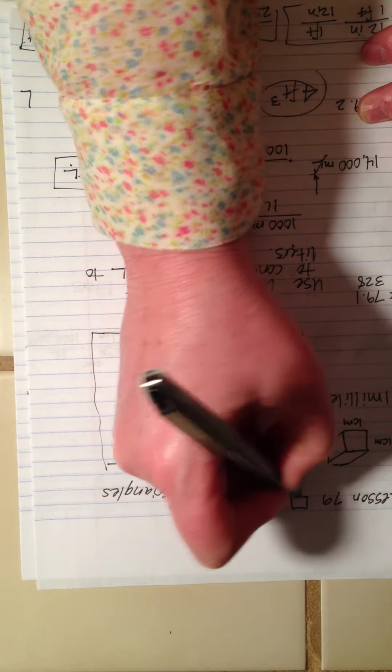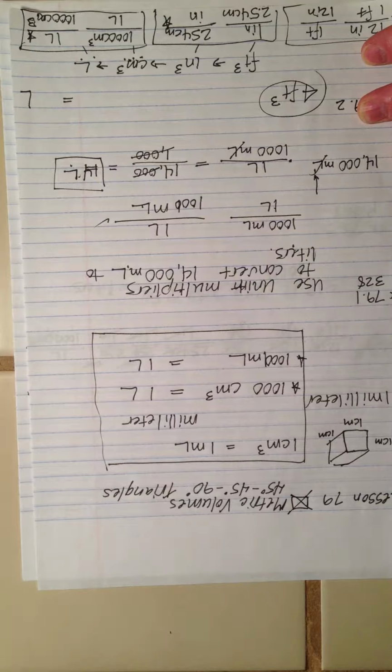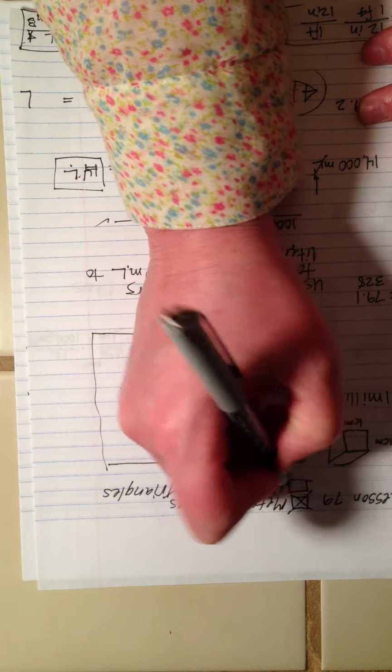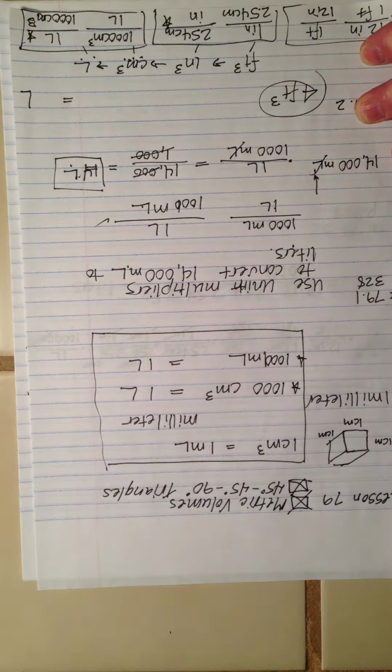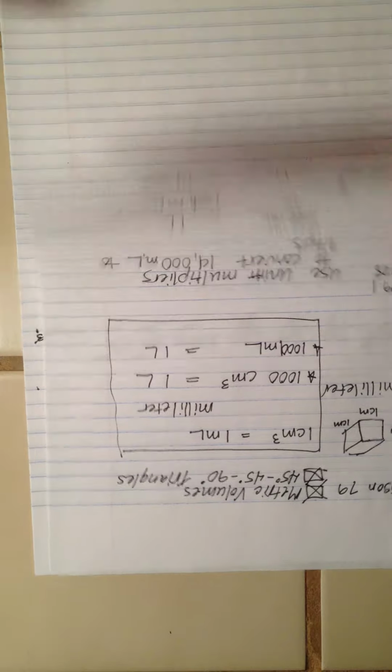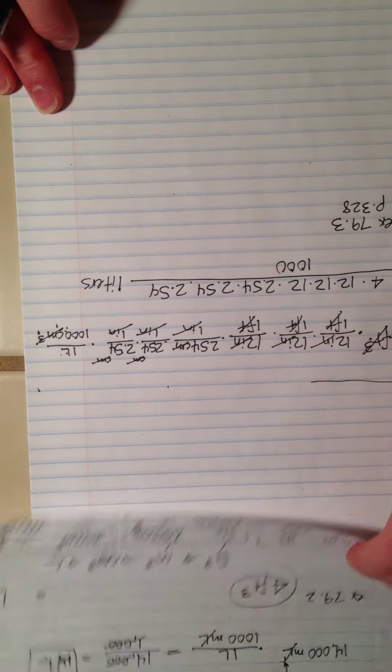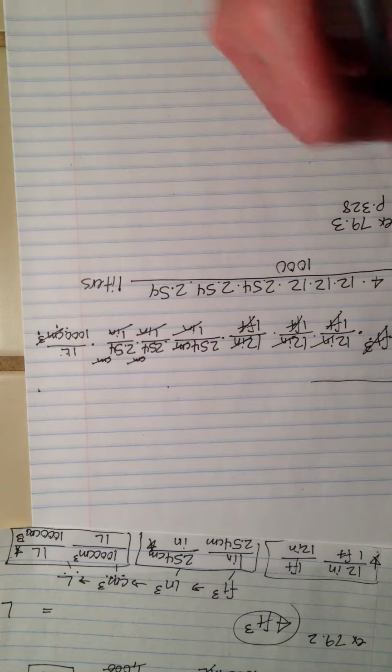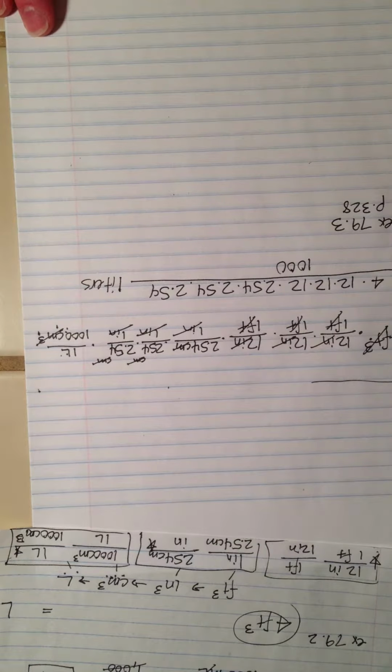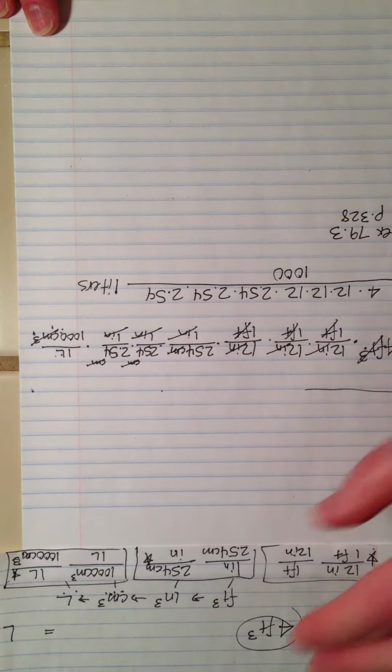Okay, I'm going to cross off our first box because we did cover our metric volumes. And now I want to say a few words about 45-45-90 degree triangles. That is part B of our lesson, and I'll start it down here in my notes.